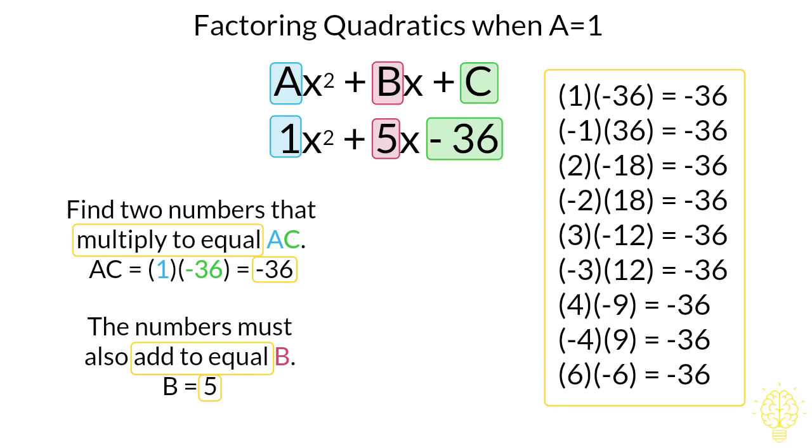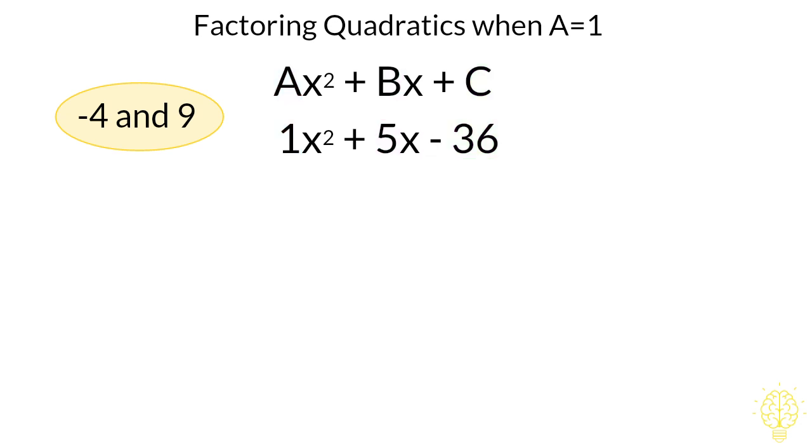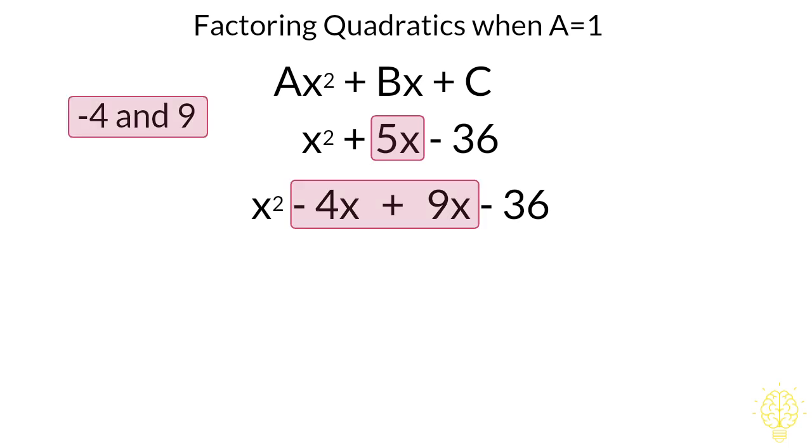Okay, out of this list, can you find a pair of numbers that will add to give us our b term, which is 5? I notice that negative 4 plus 9 equals 5, so it looks like those are the numbers. We'll use negative 4 and 9. Okay, here's what to do with those numbers. We're going to rewrite this quadratic, and instead of using 5x, we'll use negative 4x and 9x, since negative 4x plus 9x equals 5x. When we rewrite it, it looks like this. All we did so far is replace our b term with the two numbers that we found.